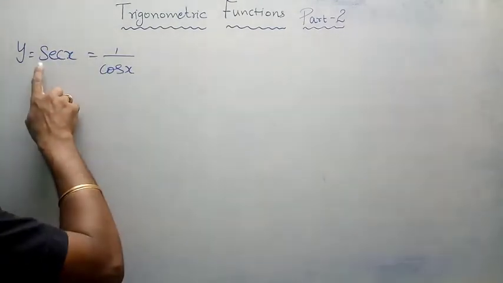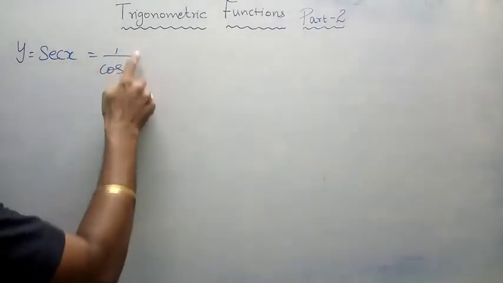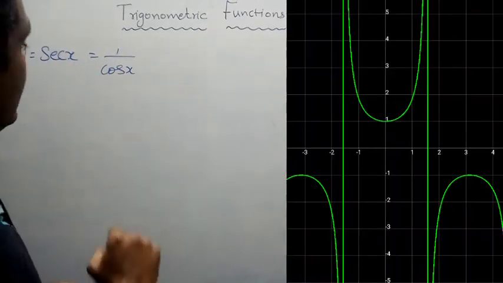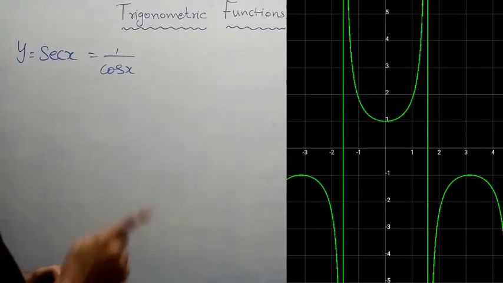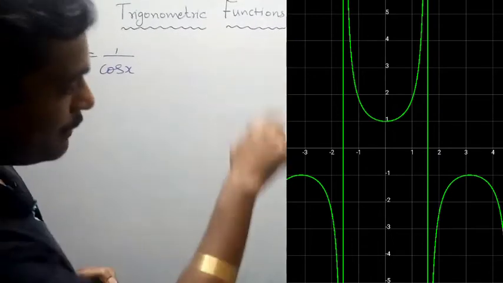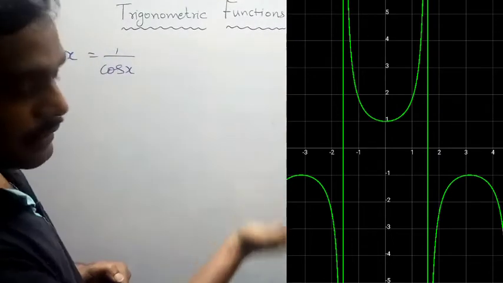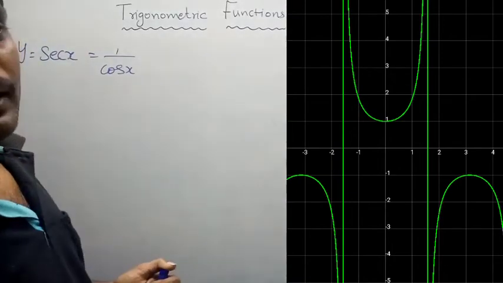Now we will discuss secant x. Let us take y equal to secant x. What is secant x? 1 by cos x. Let us see the diagram of secant x. When you see the diagram, the secant x curve never lies between minus 1 and plus 1. It goes up and it comes down after 1 and after minus 1. It never lies between minus 1 and plus 1.